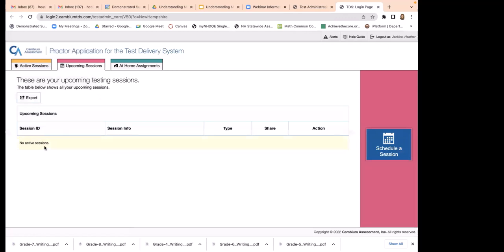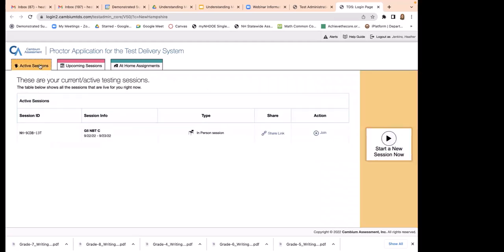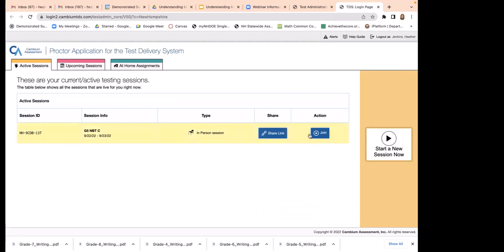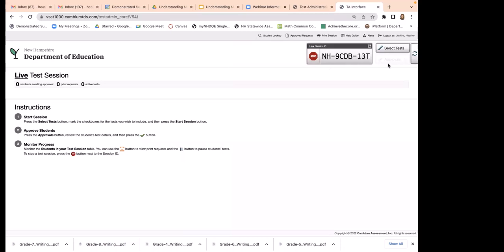If I had said tomorrow through, again, a week, it would be showing up here, but since I said it was the 22nd, it's showing up here. That link that showed up like this, if students logged in and I gave them this right now, it will say no sessions available. And that's because I have not actually joined the session. I have to join it. And then I get this and I can start approving students as soon as they get in. It's the same code as what that copy link was. But some people like this because it's the same session ID each time. So it's really preference for how you would like to set up your test sessions.